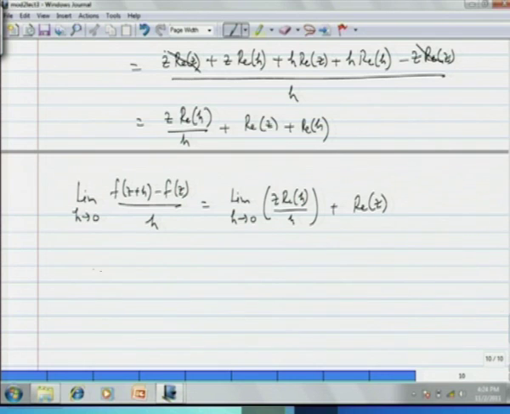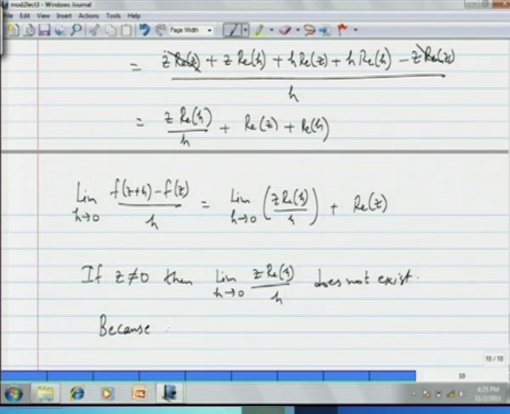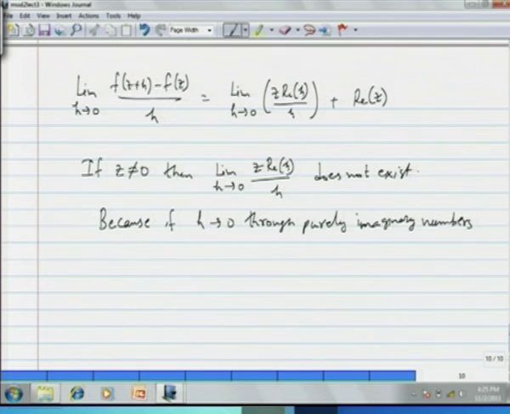Now, but if z is not equal to 0, then the limit as h goes to 0 of z times the real part of h by h does not exist. Why? That is because if h tends to 0 through purely imaginary numbers, so through numbers which have the real part as 0, then the real part of h is 0.